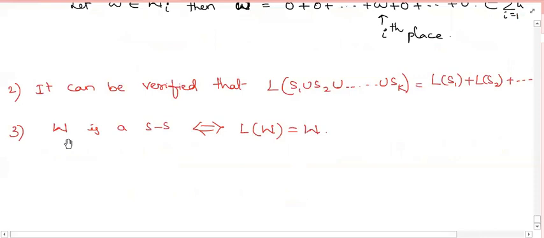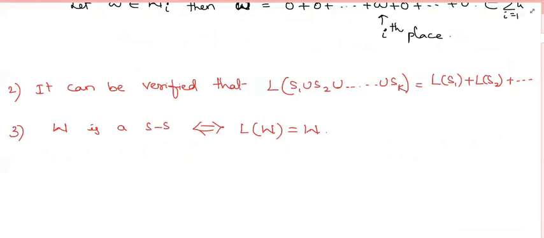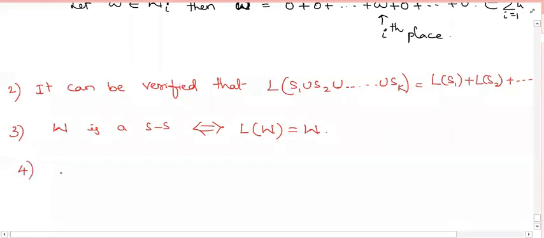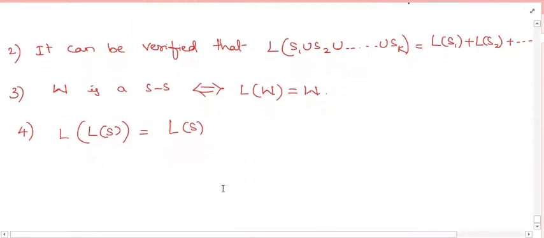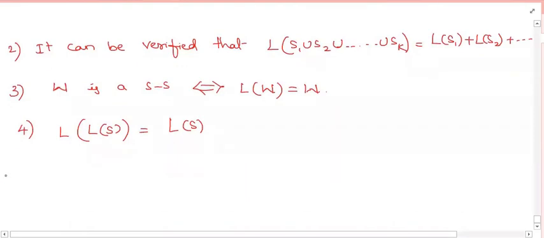Yes. So from here we can see another one, fourth. L of L of S equal to L of S. Linear span of L of S is equal to L of S. If you take L of S, then if you take linear span, you don't get any extra. You will get linear span only. Okay, for any subset.